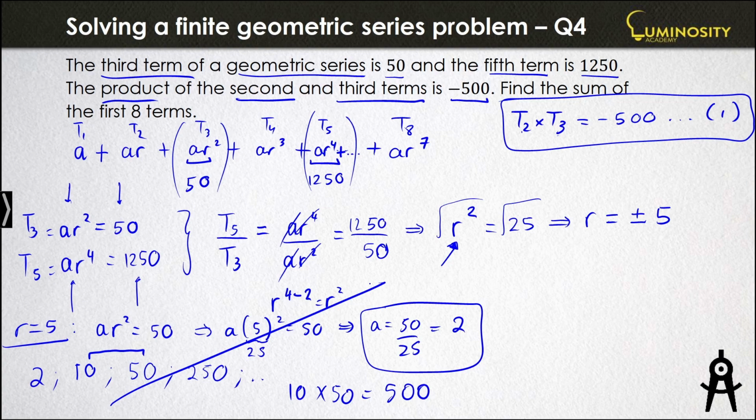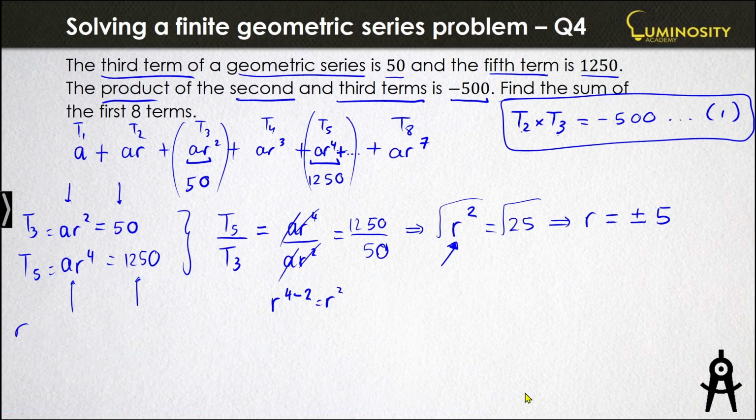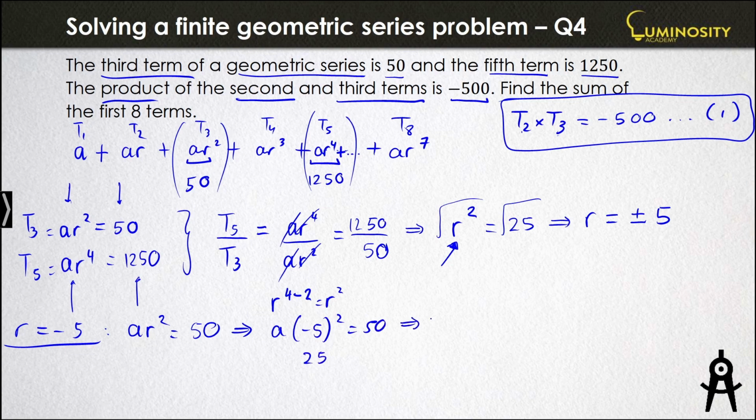So let's go ahead and clean up some of that over here. Okay, so now let's check when R equals negative 5. Here, again, I'm going to use T3, AR squared equals 50. But R is negative 5, and you're squaring it, equals 50. Negative 5 squared is positive 25. And if you divide both sides by 25, you get A equals 2 again. So the same starting off term.